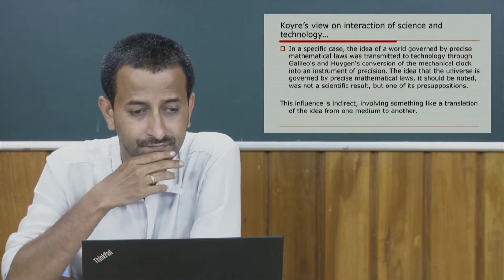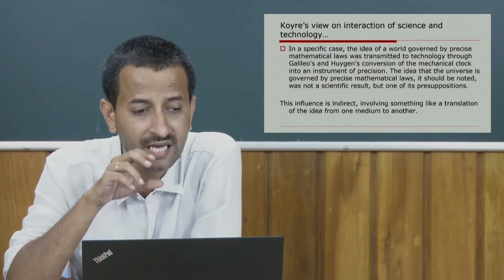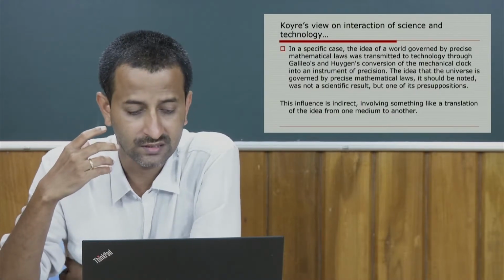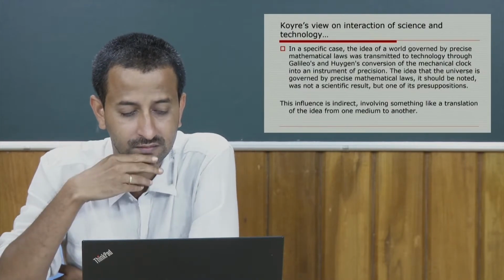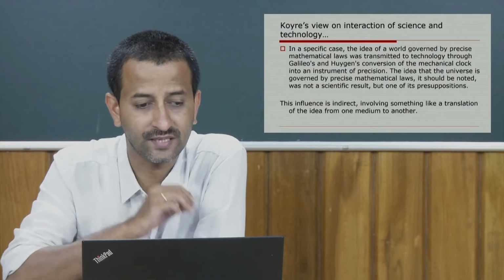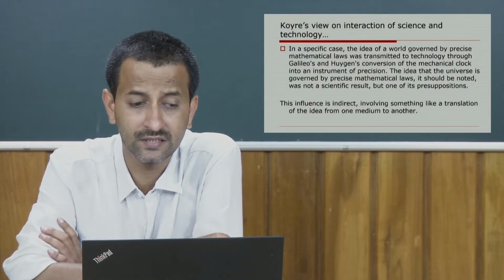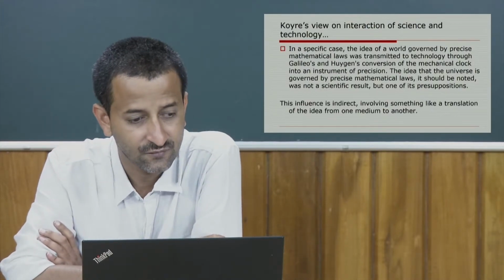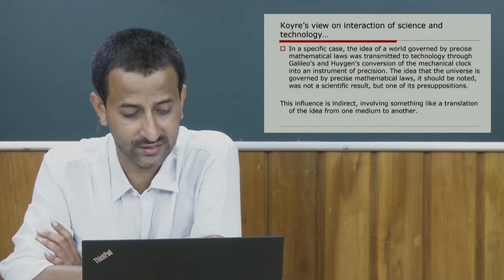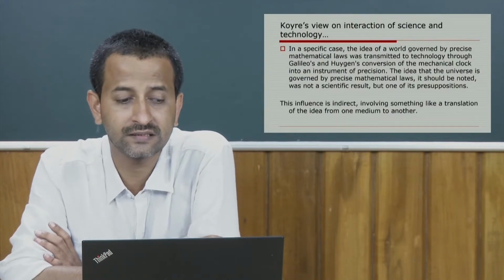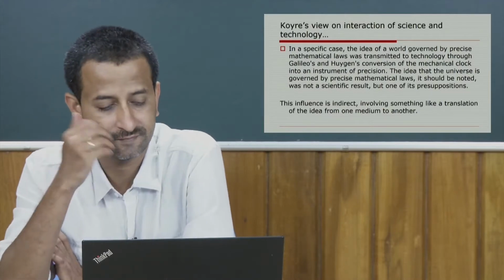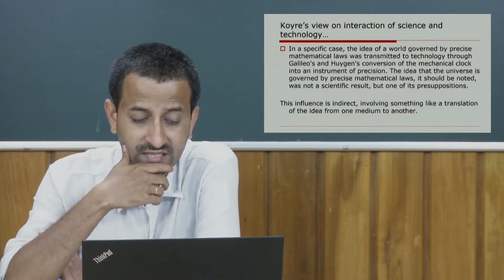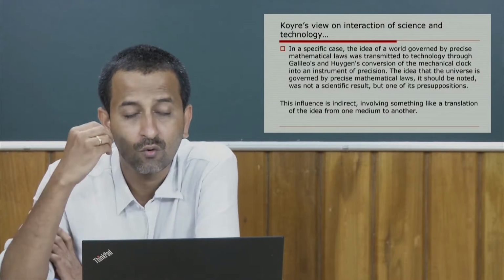In a specific case, the idea of a world governed by precise mathematical laws was transmitted to technology through Galileo's and Huygens' conversion of the mechanical clock into an instrument of precision. The idea that the universe is governed by precise mathematical laws, it should be noted, was not a scientific result, but one of its presuppositions. Further, Koyré assumed that the influence was indirect, involving something like a translation of the idea from one medium to another. To Koyré, the result was not simply the grafting of a scientific result onto technology, but rather a transformation of the very structure of technology's own system of thought.